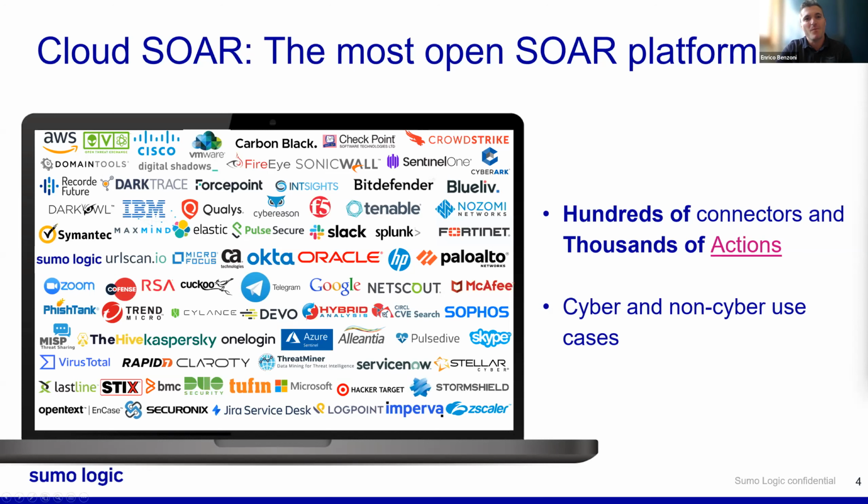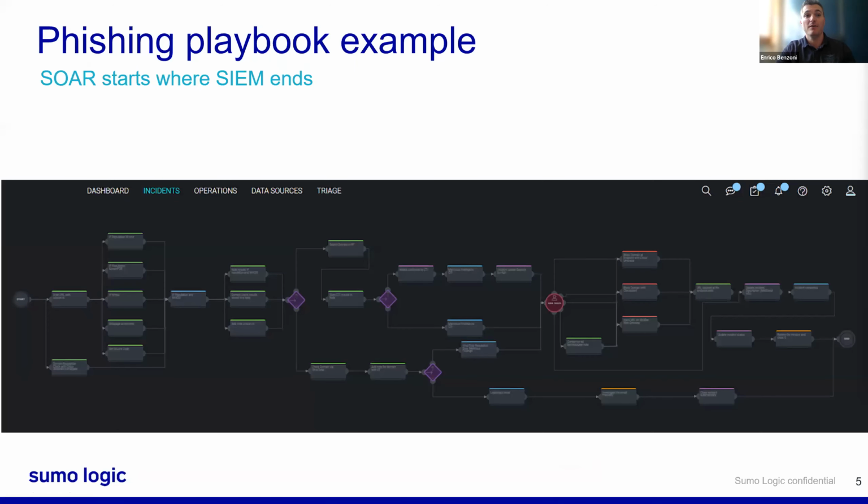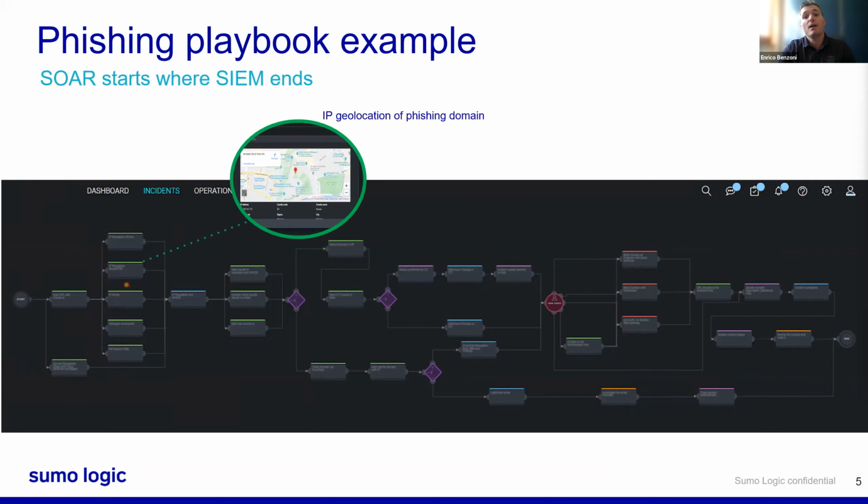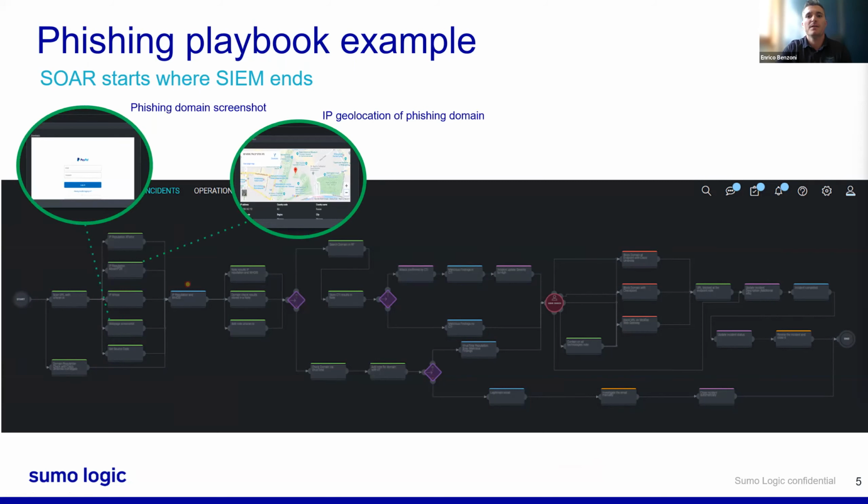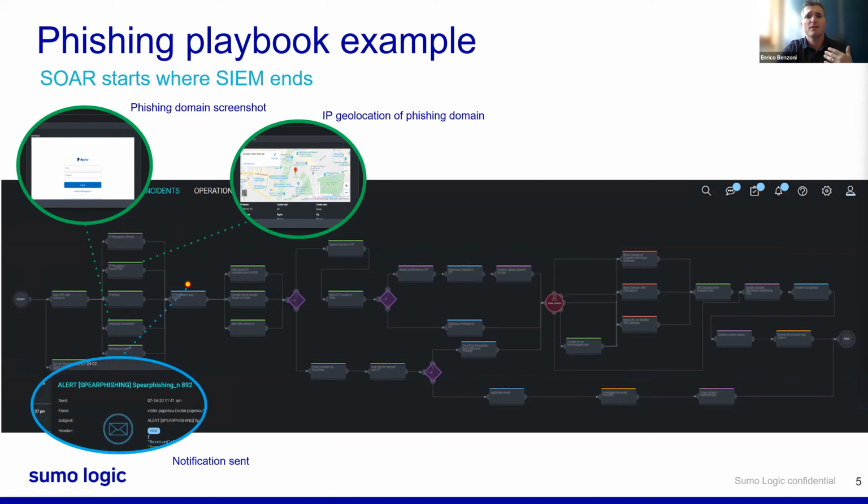So this is an example of the standard operating procedures you can create. This is a phishing playbook, and the SOAR starts after receiving an alert and after receiving a suspect email. The Cloud SOAR activates several tools in order to understand information about this threat: IP geolocalization of the phishing domain, it takes phishing domain screenshots, and sends notifications to the involved team.